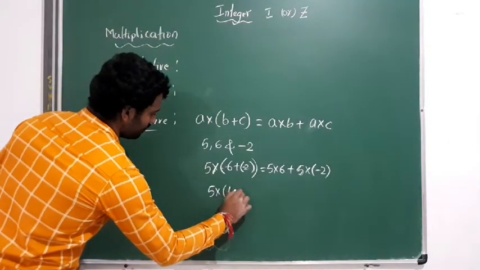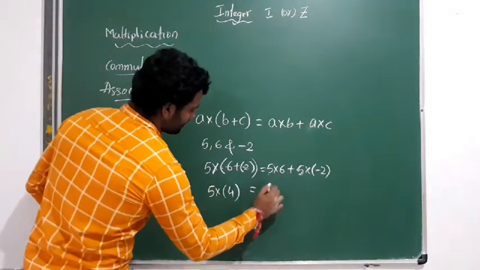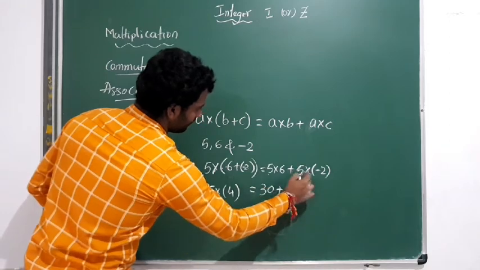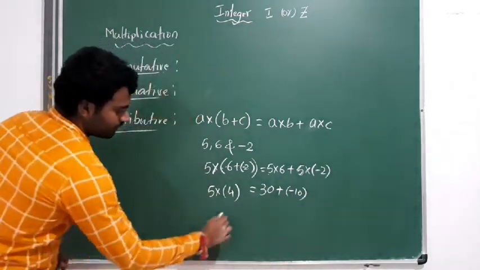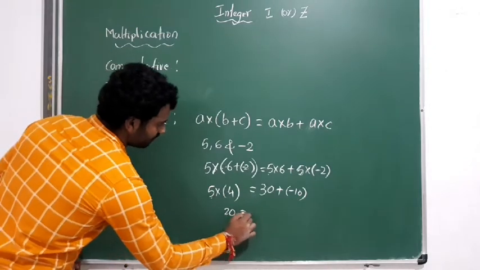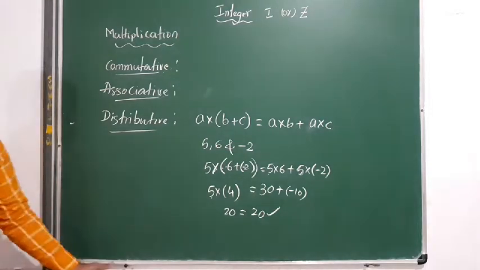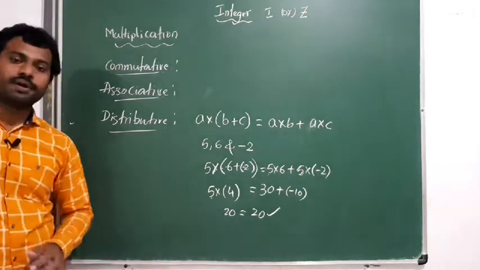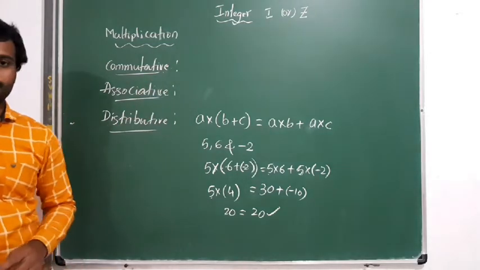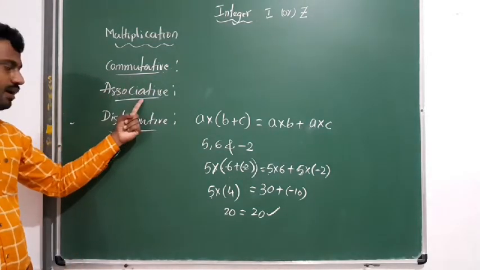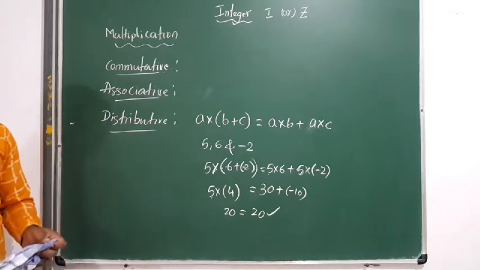So 5 into 4, since 6 minus 2 is 4. So what will you get? 5 6s are 30, and then -10. So 4 5s are 20. Here also 20. So 20 equals 20. Distributive property is satisfied under the multiplication. Commutative is satisfying, associative is satisfying, distributive is satisfying.